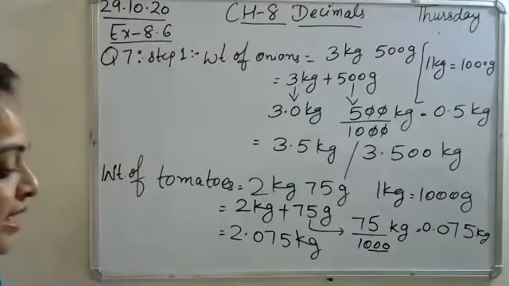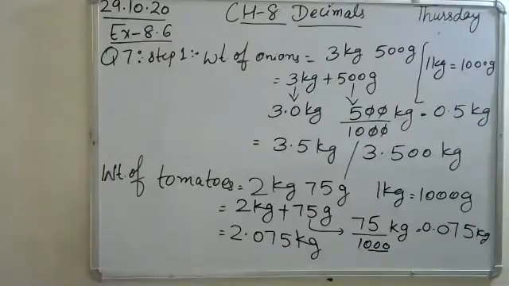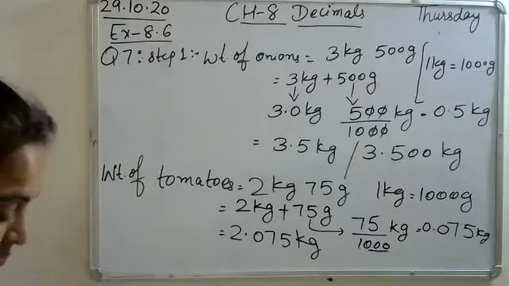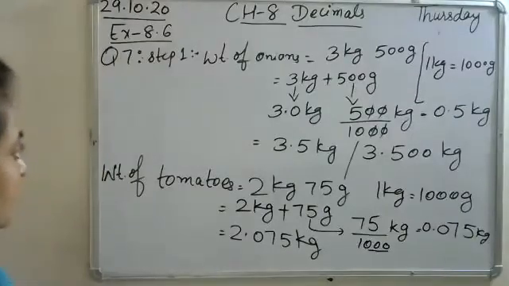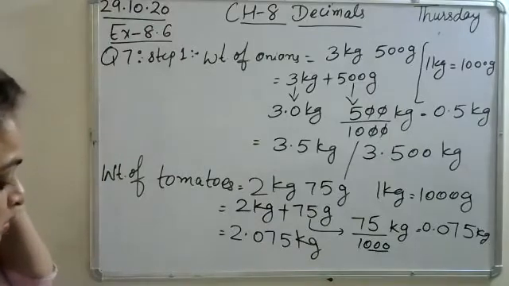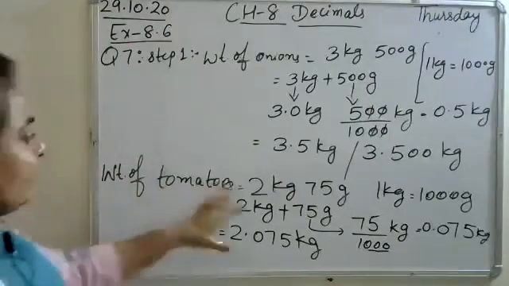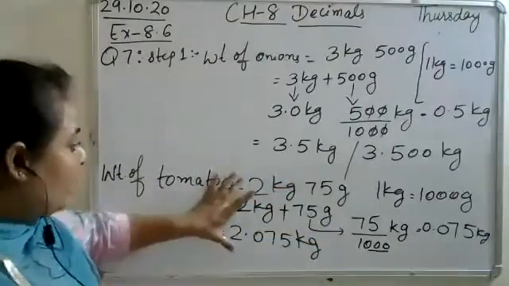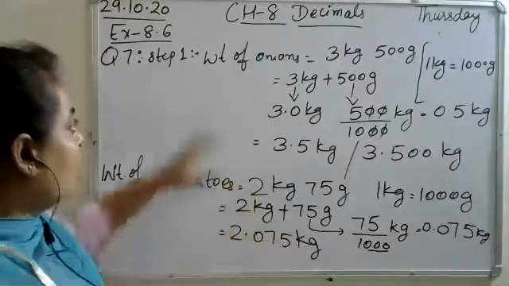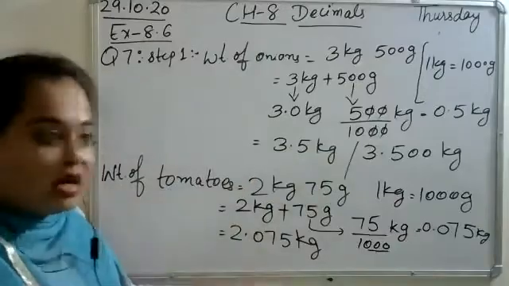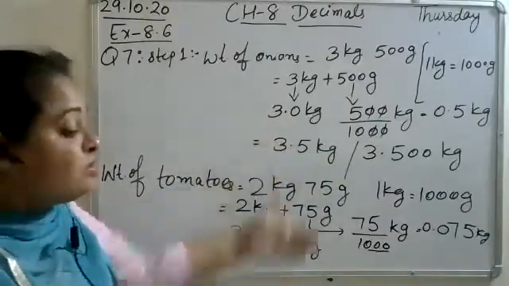Yes, Bhavesh, what is the next step? Ma'am, we write first of all weight of potatoes is equal to 3.500 kg plus 2.075 kg. No, this we have done. Bhavesh, this we have done. Tell me the next step. Weight of onions in kilogram, this. Weight of tomatoes in kilogram, this. Right. Now tell me what is the next step.